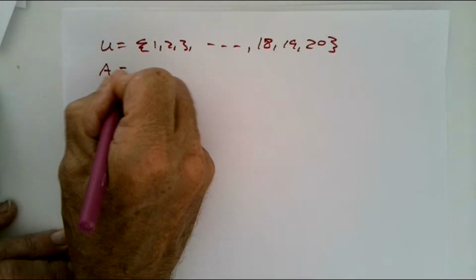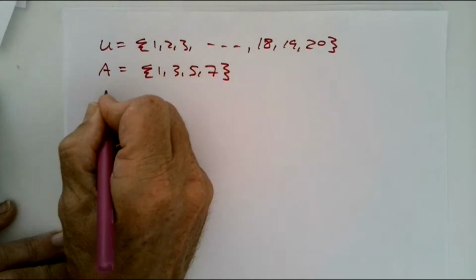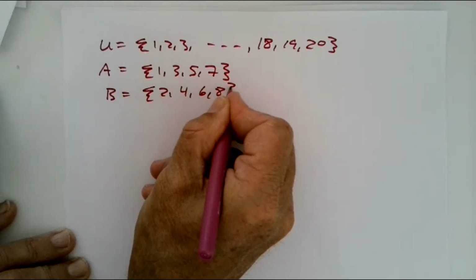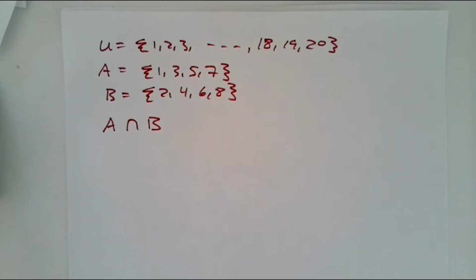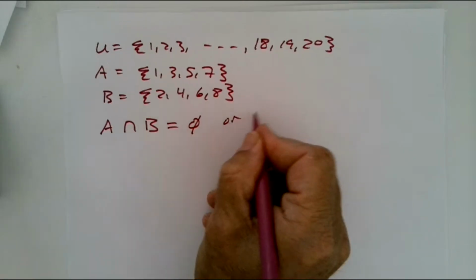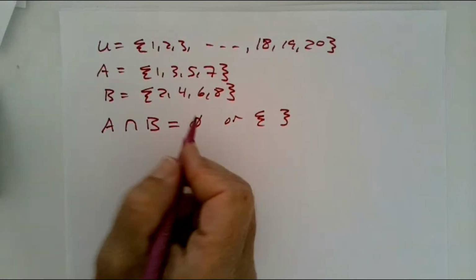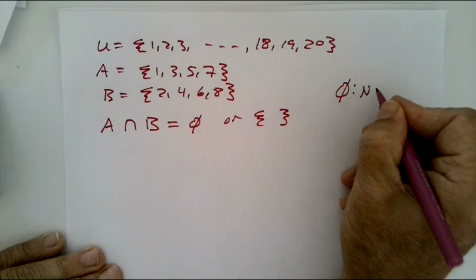If A is the set 1, 3, 5, 7, and B is the set 2, 4, 6, 8, what is the intersection of A with B? To be in the intersection, we have to be in both sets at the same time. What elements are in both sets at the same time? There aren't any. It's just the empty set, or if you prefer this notation, a set with nothing in it. It's not 0. We draw a circle with a slash through it for the null set, remember. This represents the null set or empty set.